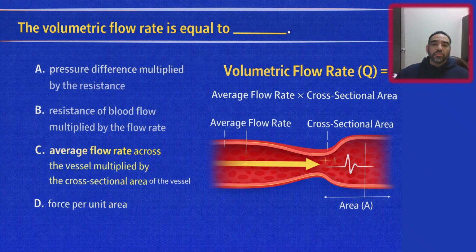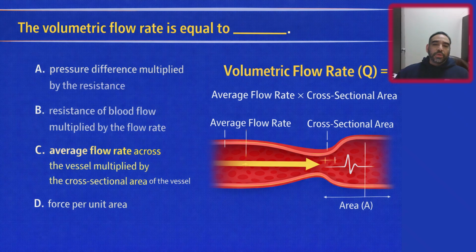Now let's look at the others and determine why they are incorrect. The first one was A, pressure difference times resistance. This is incorrect mathematically and conceptually. The real relationship is Q equals delta P over R, the difference in pressure over resistance. Flow equals pressure difference divided by resistance, not multiplied by resistance. So in fact, if resistance increases, flow decreases. Multiplying by resistance would suggest the opposite. So this answer basically reverses the physics.